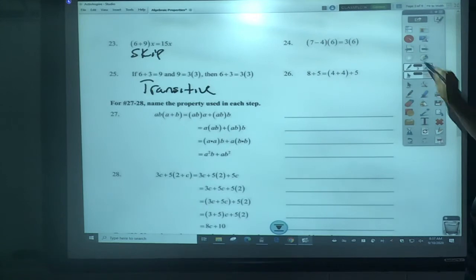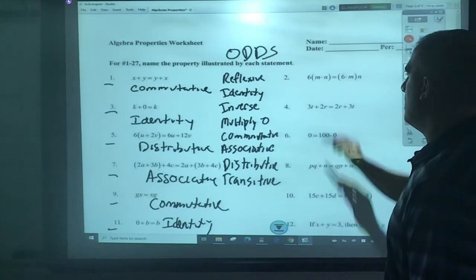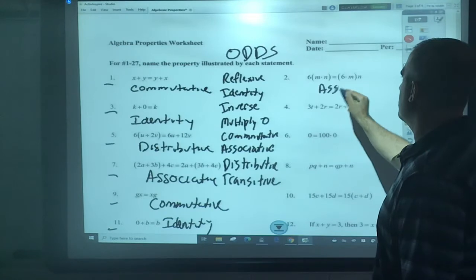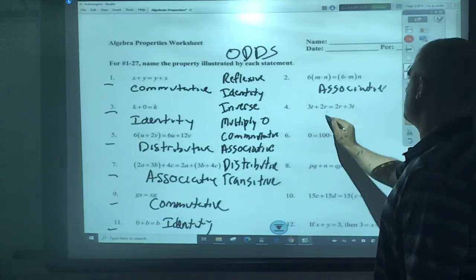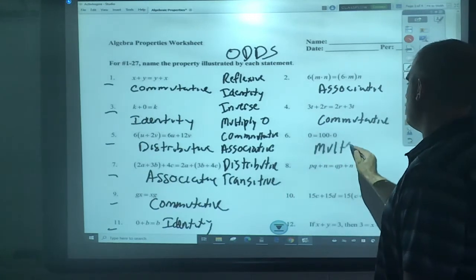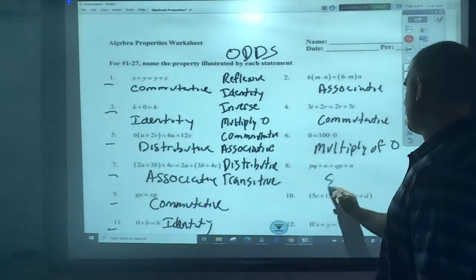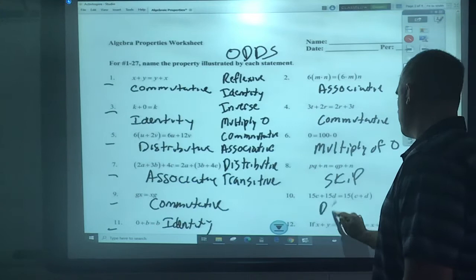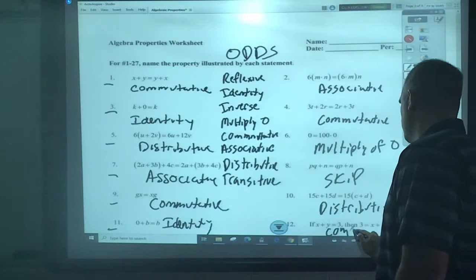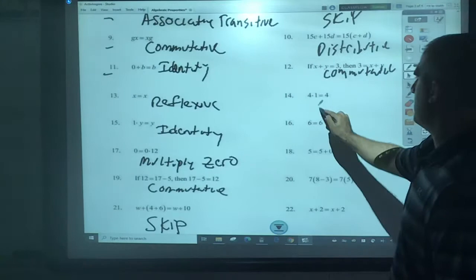If you want the extra practice, you can do the evens. I will just briefly write what the answers are here. This would be associative. This would be commutative. This would be the multiplication of 0. Don't worry about that one. This will be the distributive. This would be a commutative. This would be an identity.